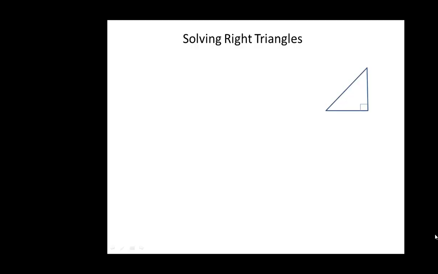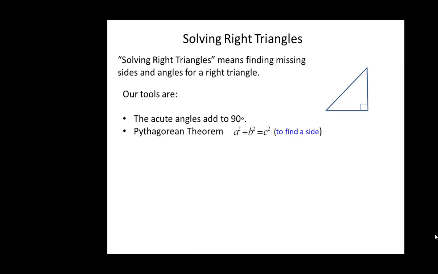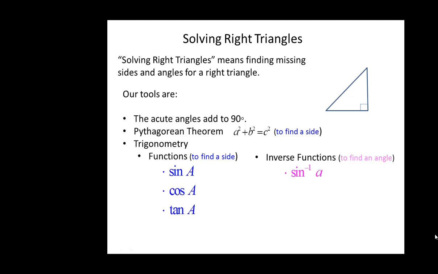This video is about solving right triangles. By that we mean we're going to be looking for missing sides and missing angles. We have a number of tools such as the acute angles add to 90 degrees, the Pythagorean theorem, and with trigonometry we have our trig functions, sine, cosine, and tangent, as well as the inverse functions which we'll use to find an angle. It's important that you are familiar with all of these tools.